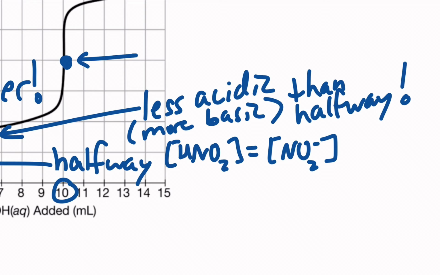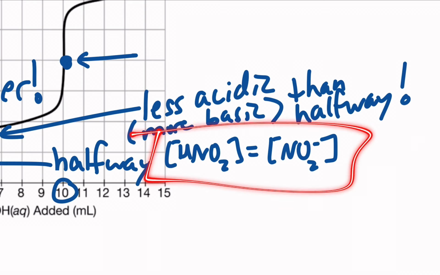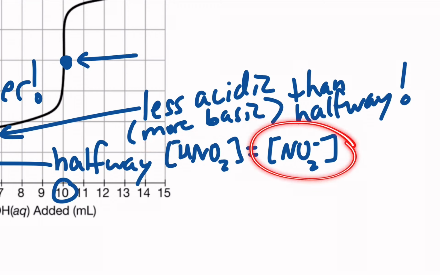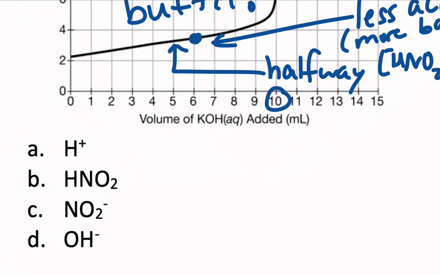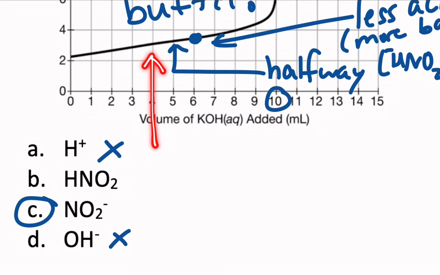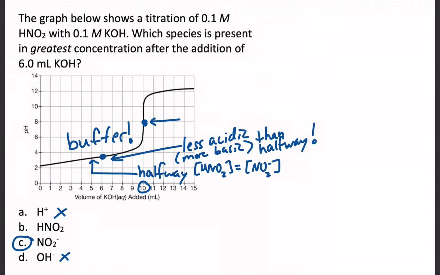So conceptually, if the halfway point is where they're equal to each other and we are now more basic, that simply means you have more of the basic part of the buffer. In other words, the conjugate base of the starting species. So the correct answer must be the conjugate base, NO2 minus. There's no significant amount of strong species when you're in the buffer region. HNO2 would be the correct answer if they asked us what's true prior to the halfway point. But in this case, the right answer is C.